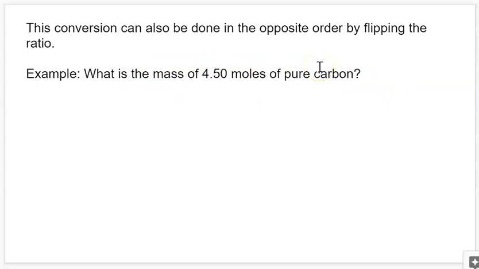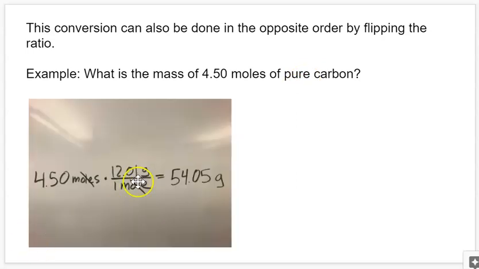Well, we could set up a similar mathematical relationship, but this time we're going to flip the ratio upside down. So instead of having moles on top and grams on bottom, we're going to have grams on top and moles on bottom. So if we have 4.50 moles, we're going to multiply that by 12.01 grams per mole. Moles cancel out. We get units of grams, and then we get 54.05 grams.